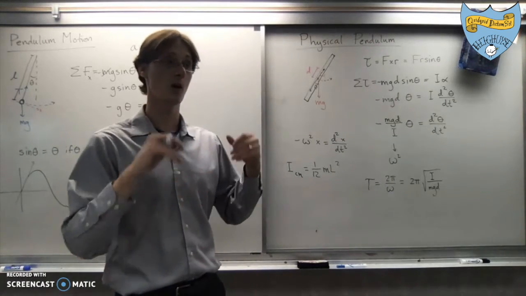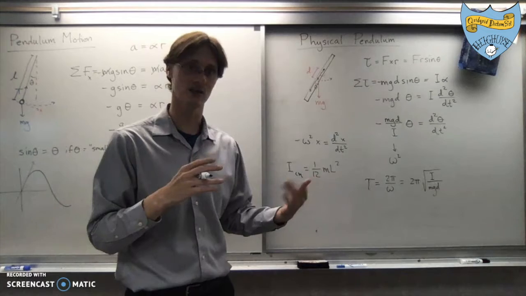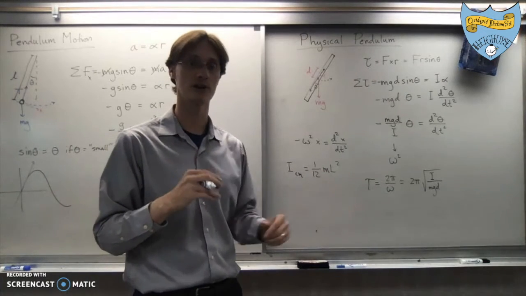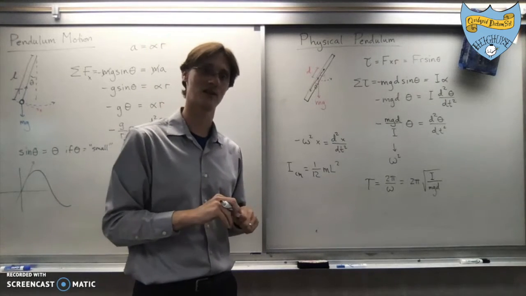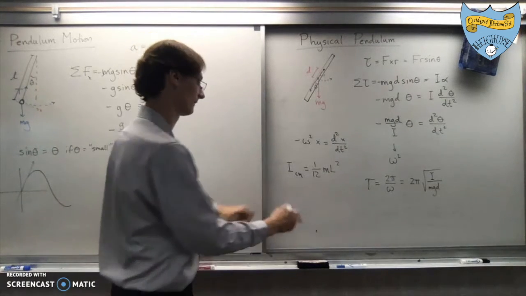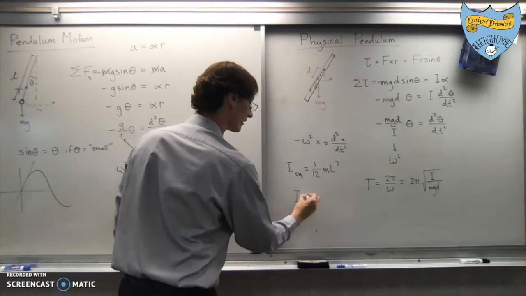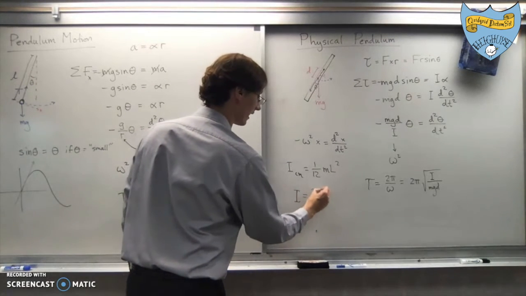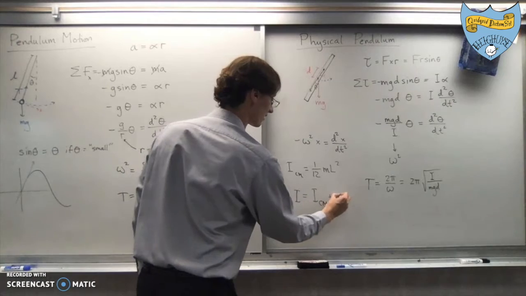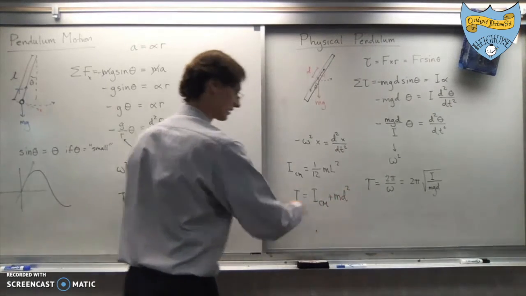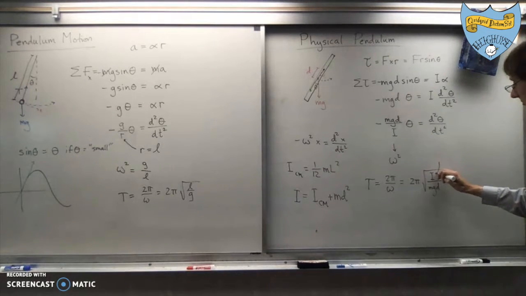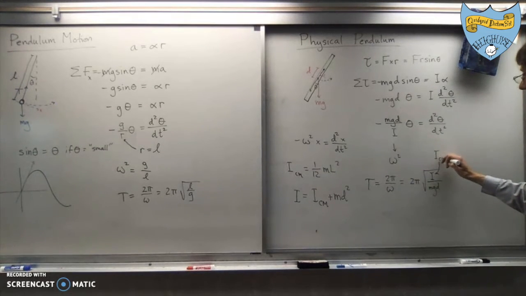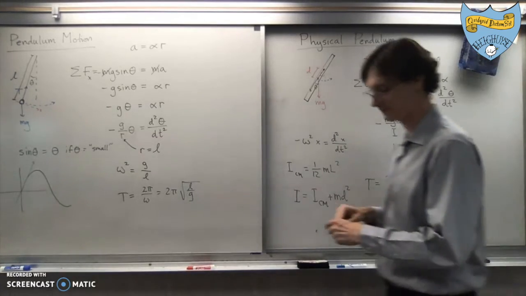And so the pivot, if it's a physical pendulum and therefore will swing back and forth, will always be at a different position besides the center of mass. And therefore, the moment of inertia will always be given by the parallel axis theorem, which is that equation there. So always the moment of inertia is going to be something that you'll find using the parallel axis theorem.